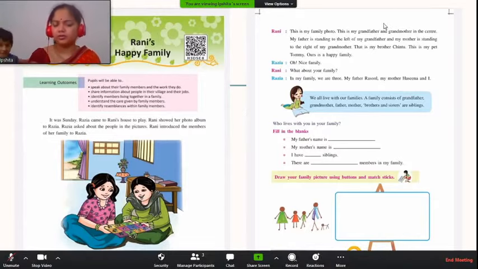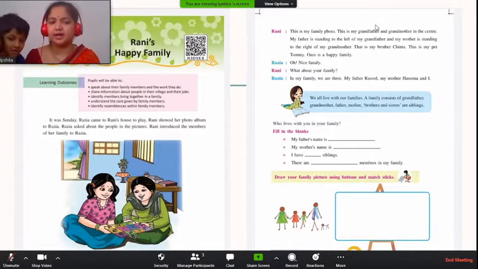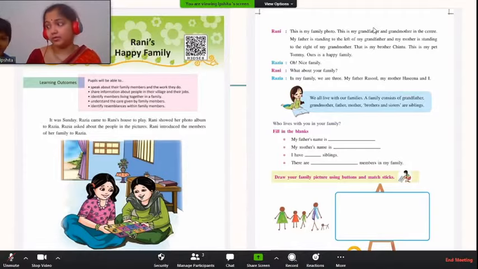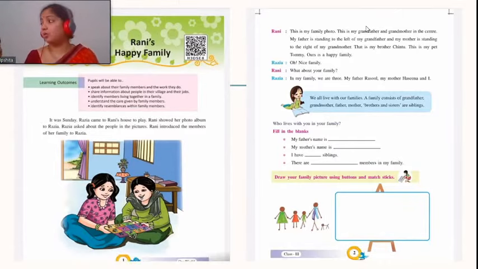And who is the other girl? Her name is Razia. Now, Razia and Rani, what relationship do they have? It could be a friend. Friend. What else? Sister. Could be her sister. We don't know. Could be friend, could be sister, could be cousin. Could be a cousin. Very good.